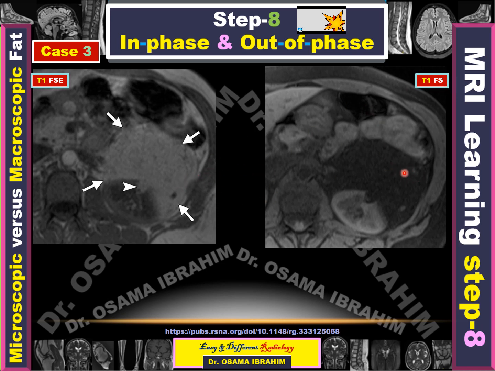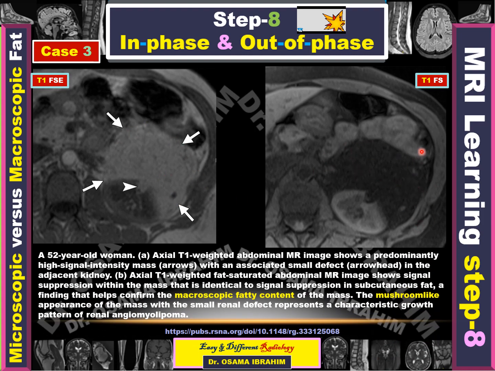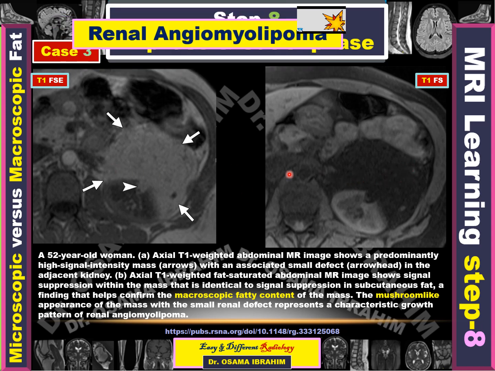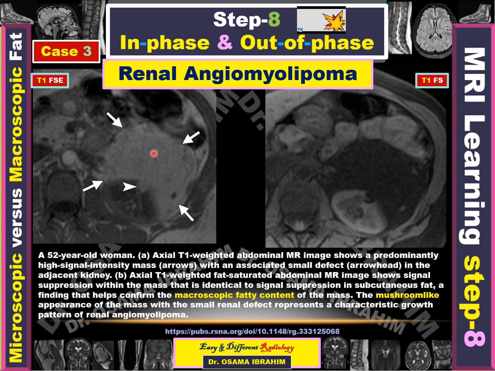Now, the lesion is bright and is suppressed in the next image, which is fat suppression. So now you are dealing with macroscopic fat, not microscopic fat. And if you look at this defect in the kidney, with a mushroom-like appearance of the mass and a small renal defect, this represents the characteristic growth pattern of renal angiomyolipoma. So this is diagnostic for renal angiomyolipoma: macroscopic fat related to the kidney with a mushroom-like appearance, forming a renal defect at the site of origin in the kidney. Renal angiomyolipoma is the diagnosis, and this is macroscopic fat. Okay.